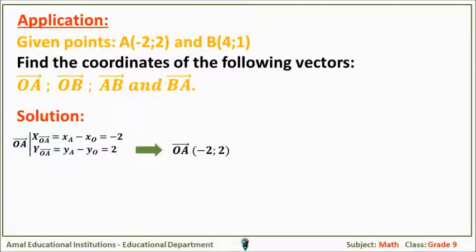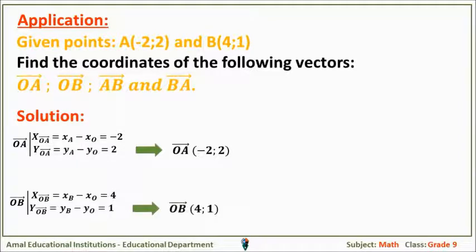Now I want to calculate the coordinates of the vector OB. For the vector OB, it's the same. xB minus xO, I will calculate the abscissa, which is 4. Y of OB equals yB minus yO. It is 1 minus 0 equals 1. So here, dear students, the coordinates of the vector OB equal (4, 1). So as you notice here, also, the coordinates of the vector OB are equal to the coordinates of the point B.